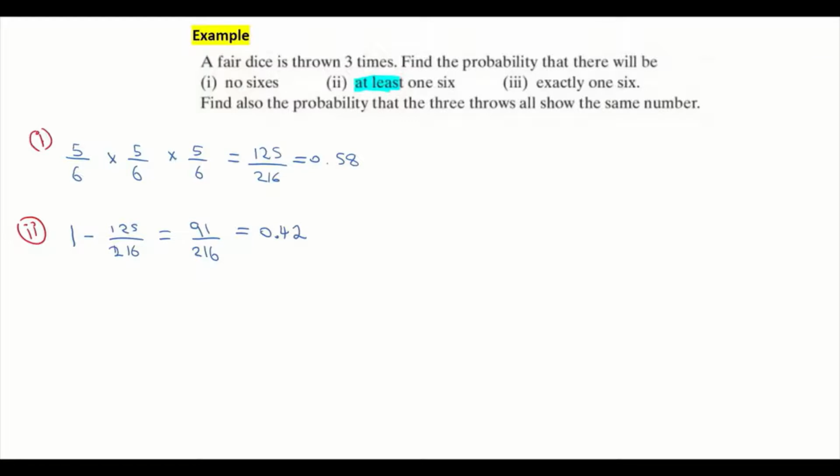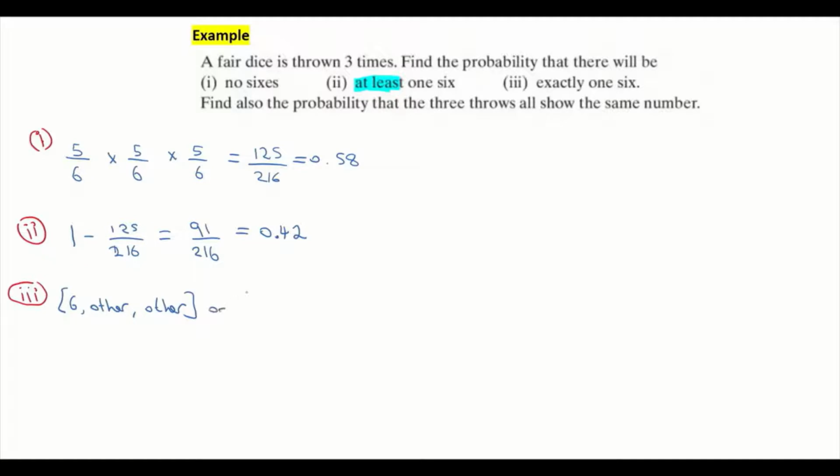Part 3 now gets a little bit trickier. What's part 3 saying? Exactly 1 6. So again, don't forget that we are throwing our dice 3 times. So exactly 1 6, you could have many orders for this. So what you could have is, on my first throw, I could get a 6. On the second throw, I could get something else. So I'm going to say other for a 1, 2, 3, 4, or 5. And on my third throw, I could get something other. So that's one possible scenario that I could have.